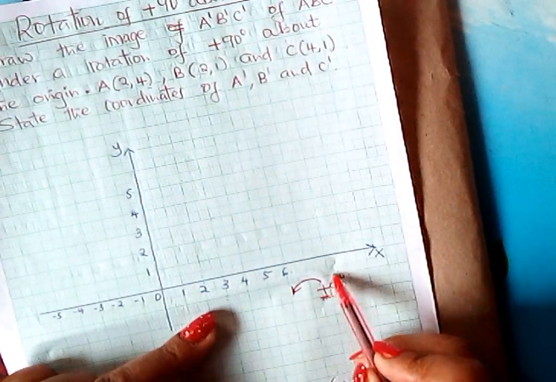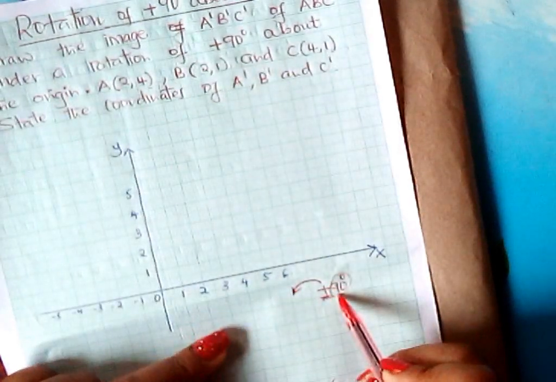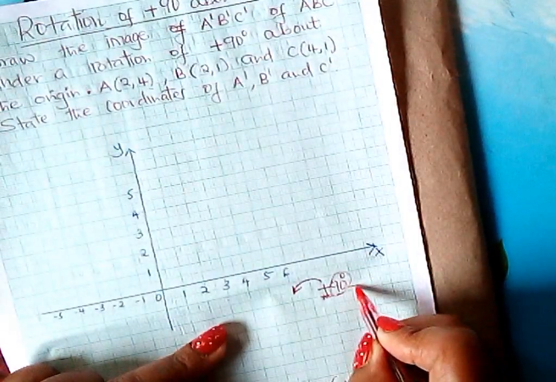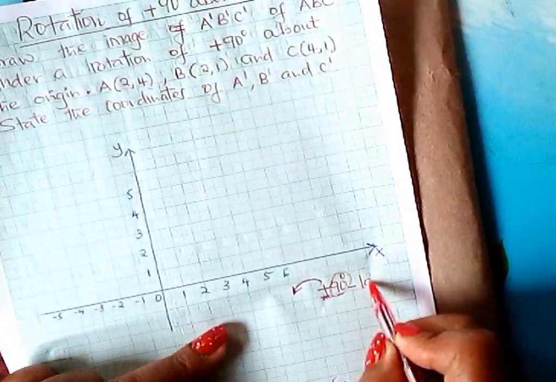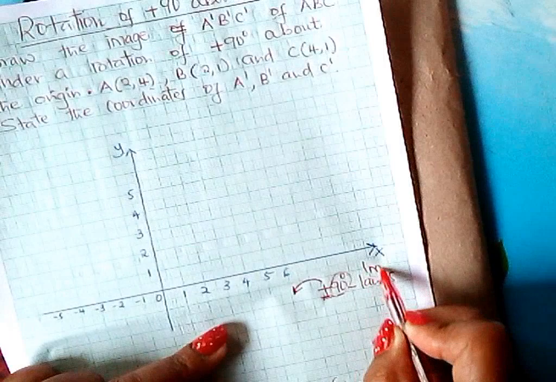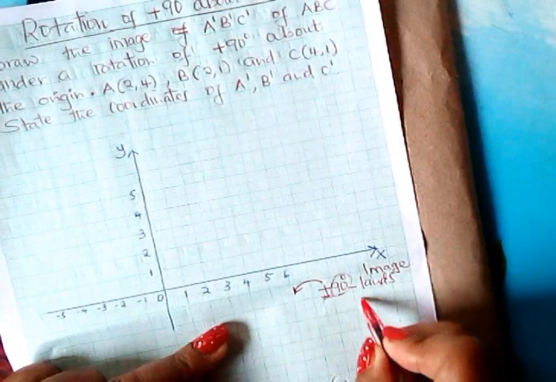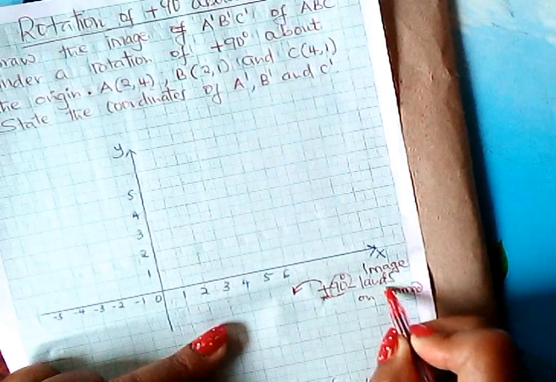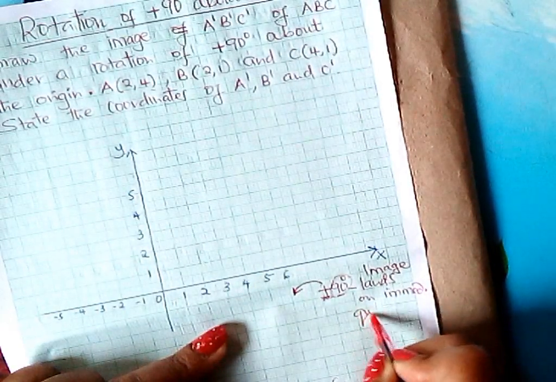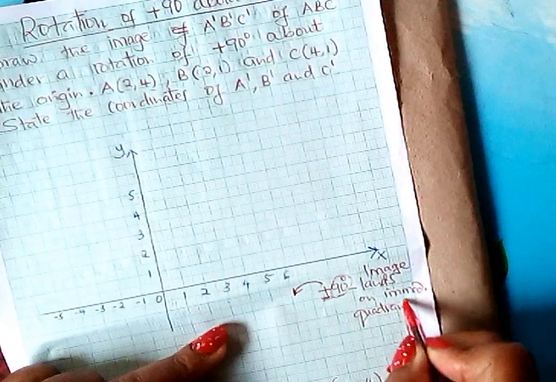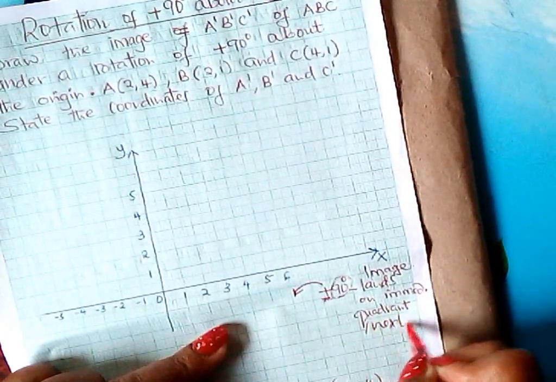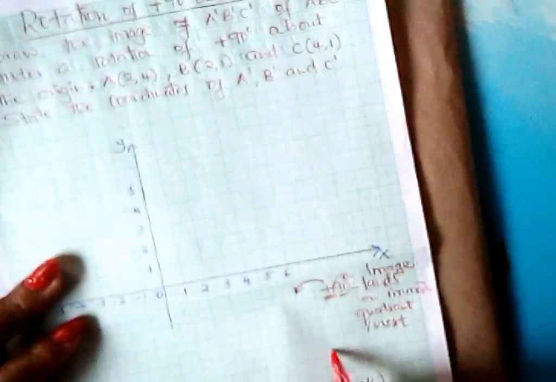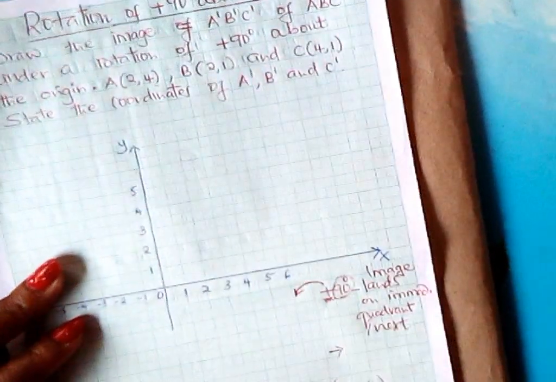when you are rotating using an angle of 90, learner, what you need to know is that the image lands on the immediate quadrant. Let me write it like that. It goes to the immediate quadrant or the next quadrant. And therefore, from there, you also need to note something else.